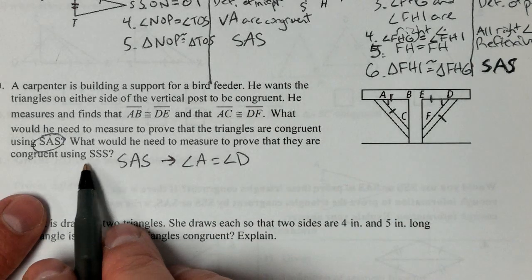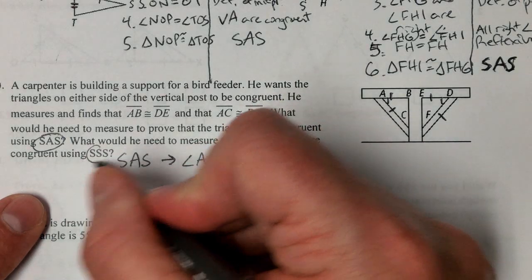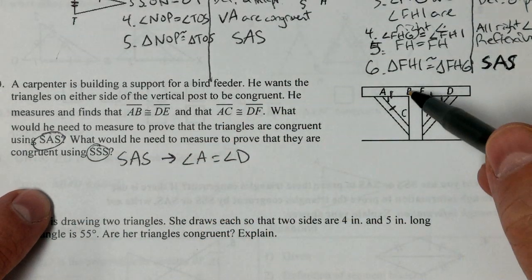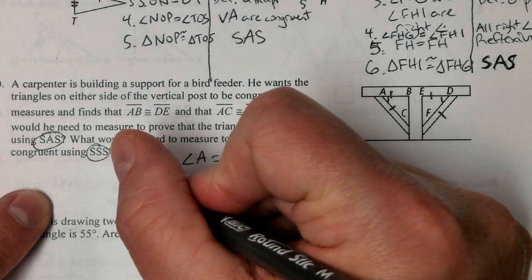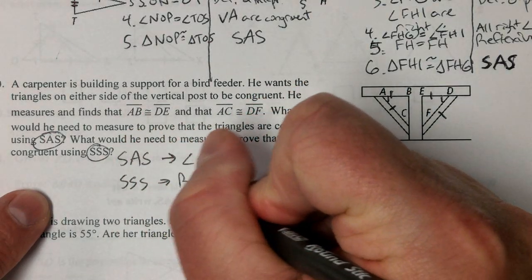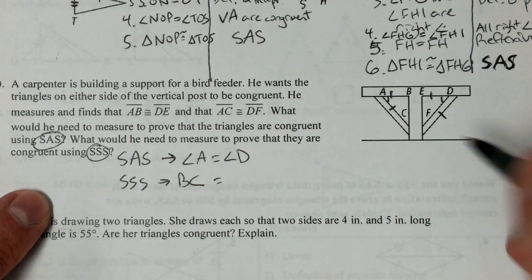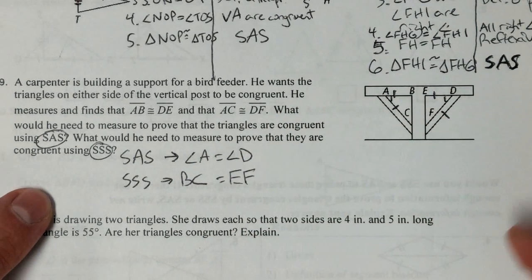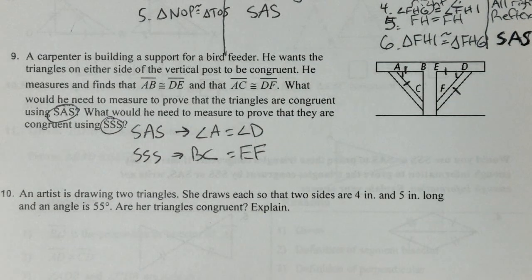And then same question for SSS, it would be if BC equals EF.